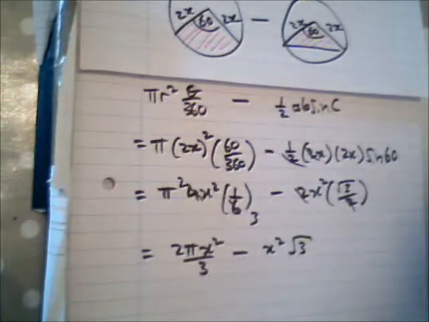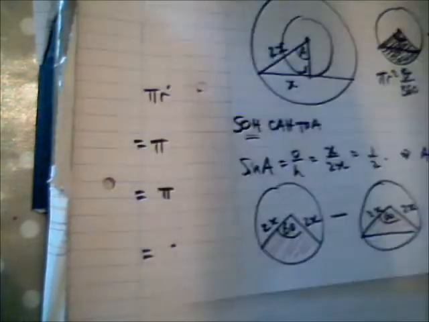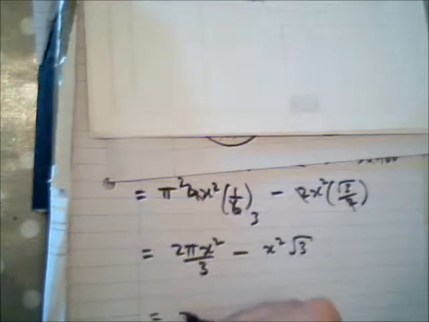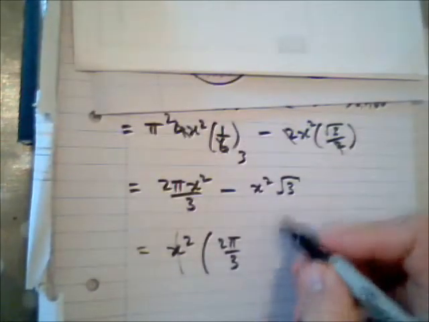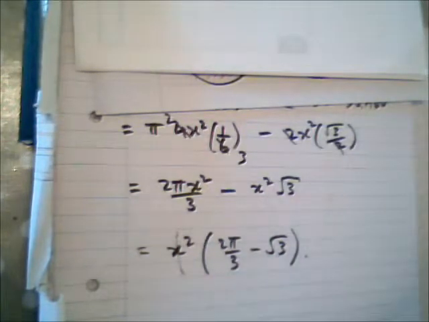Now let's just finally take a look at what we're trying to prove and see, is this anything like what we're looking for? We're looking for an x squared factored out, so let's factor out an x squared. We get 2 pi over 3 when we factor x squared out from here, and when we factor x squared out from here we get minus √3, and that's exactly what we're looking for.